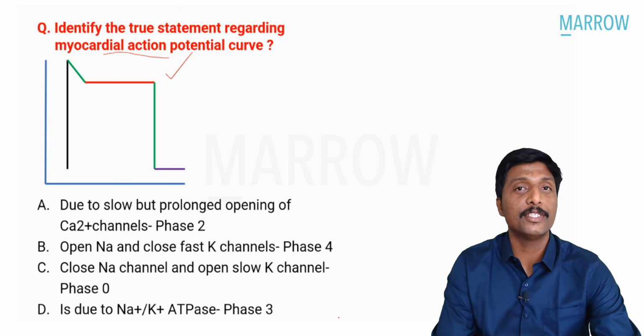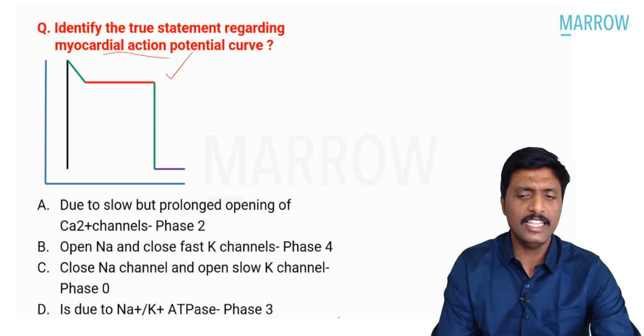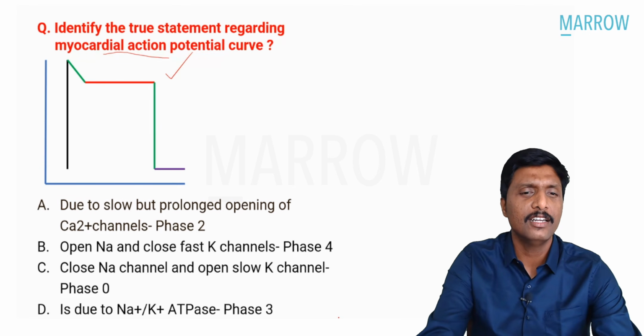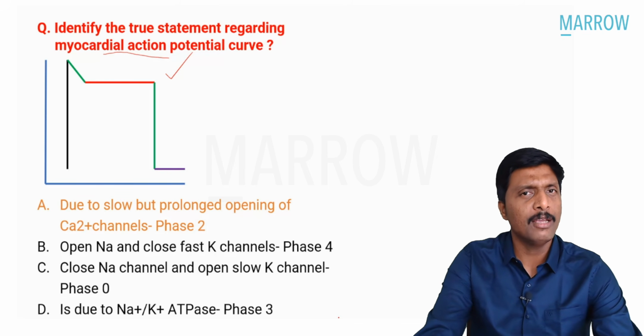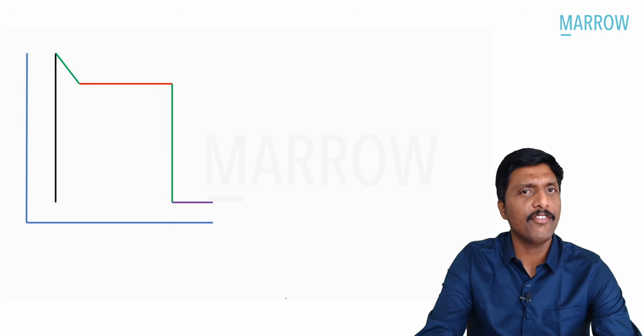So these types of questions, you should never ever make a mistake. You have to be crystal clear in these concepts. Obviously, the answer for the question is very simple. It is A. The plateau phase, that is phase 2, is because of calcium channel. A very important discussion. Now look into this graph, guys.